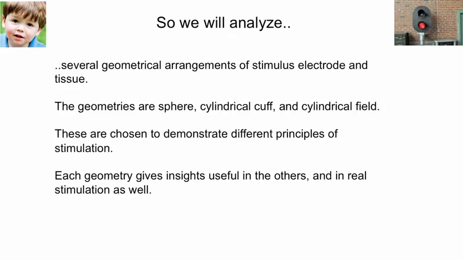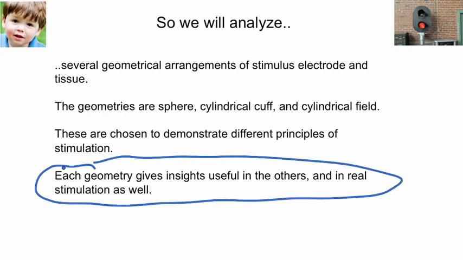So in the subsequent slides, we're going to analyze several geometric arrangements of stimulus electrodes and tissue. We're going to use spheres, we're going to use cylindrical cuff electrodes, and then a field electrode near a cylinder. These different geometries are not simply a list, but the best geometries for illustrating different principles of stimulation. And because their different principles are illustrated, not just different results, you'd have to say that every geometry gives insights that are useful to all the others, because in the others it may not be as clear, but it is still present.